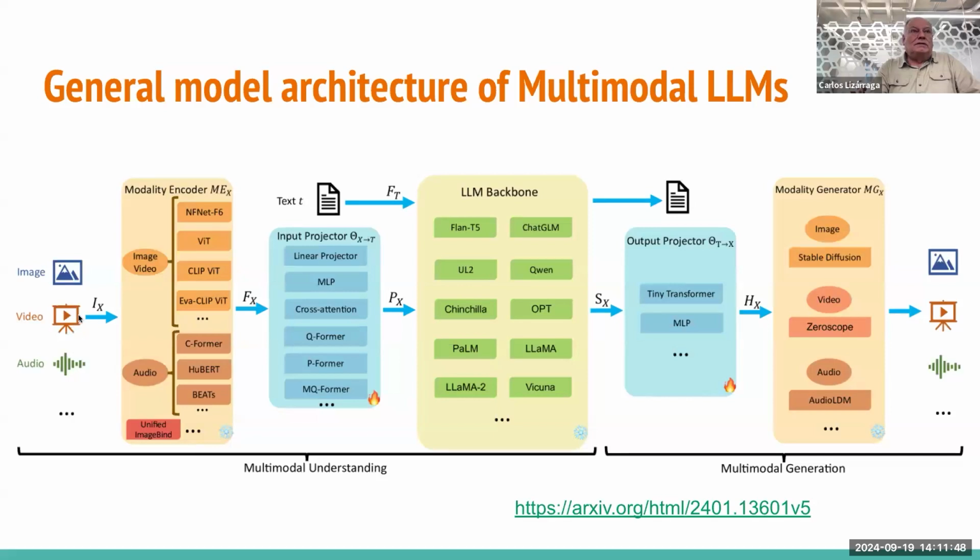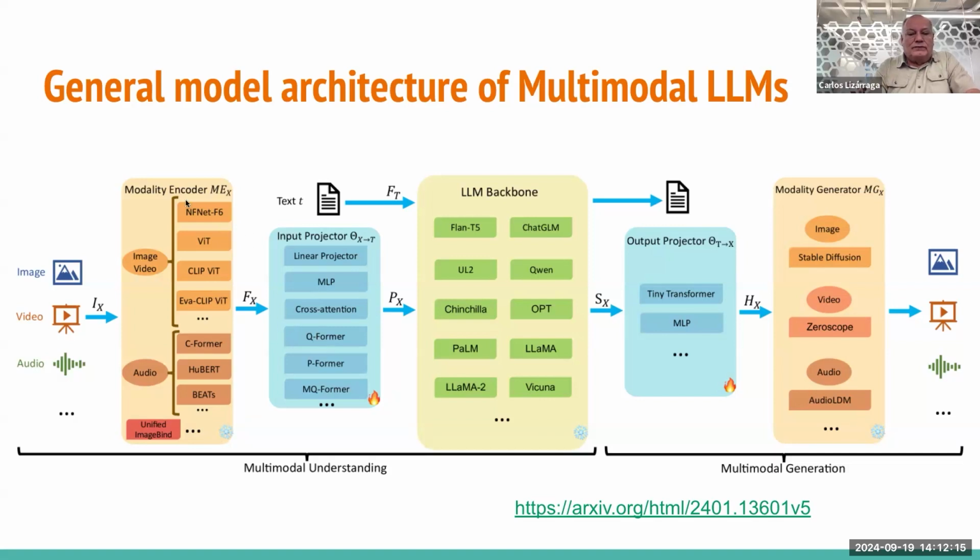And depending on the mode of this data, the image or video can be processed by different encoders. So we have all these different types of encoders to process the image or video. If we have audio, then we have a different set of encoders that can process the audio. And also, we can have additional things.